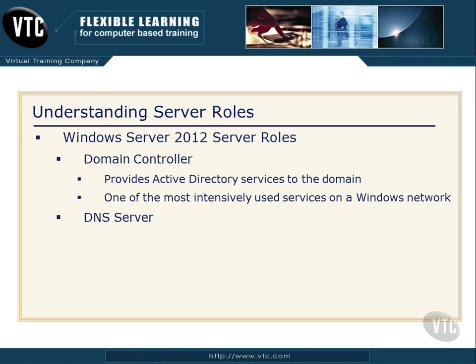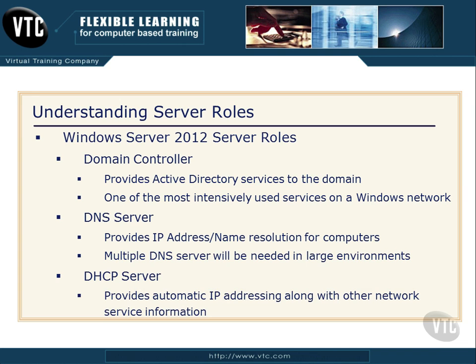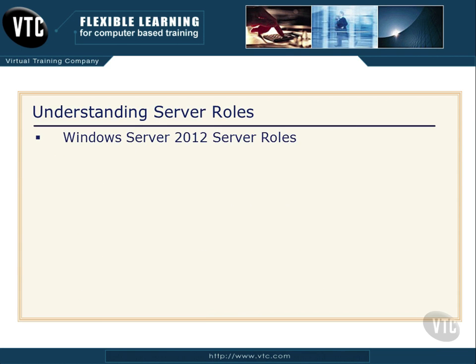Next up is the DNS server role. This provides IP address name resolution for computers, and you'll usually have multiple DNS servers in large environments. A DHCP server provides your automatic IP addressing along with other network service information addressing.